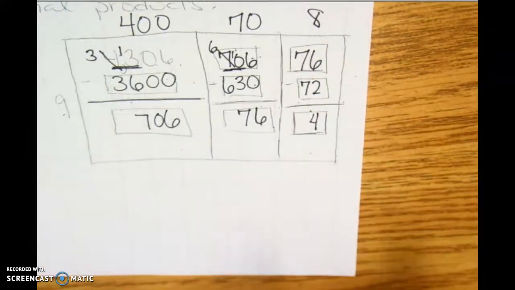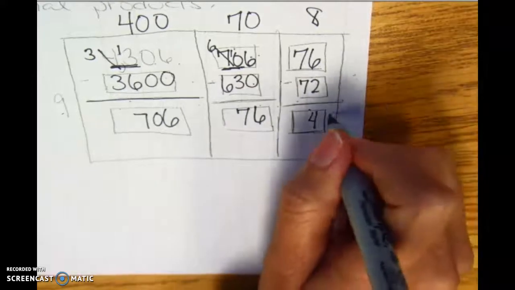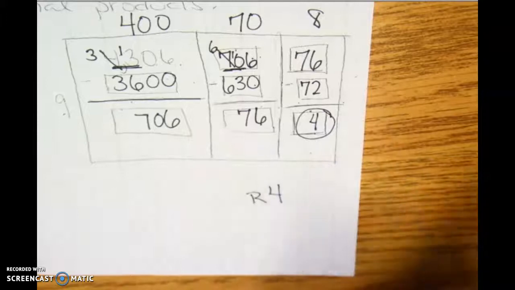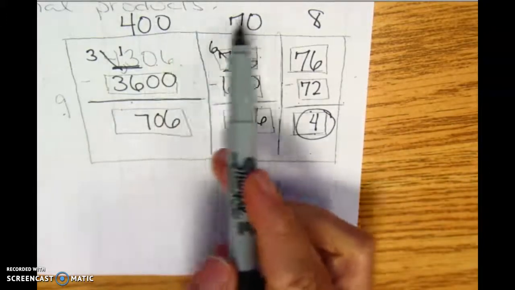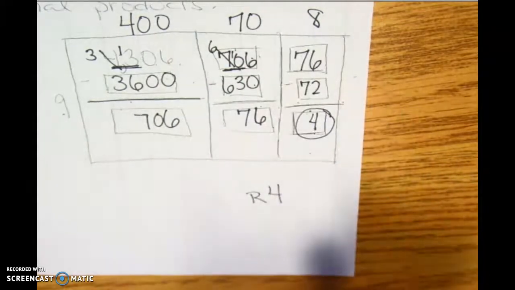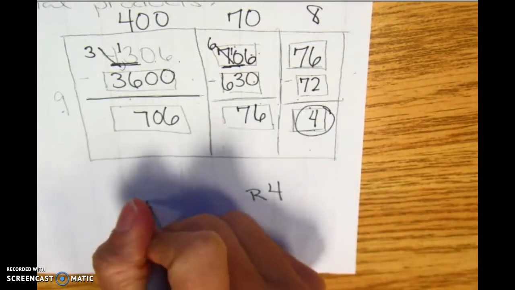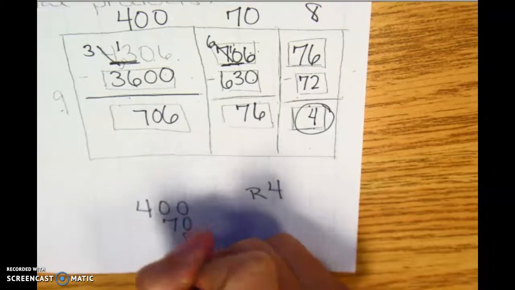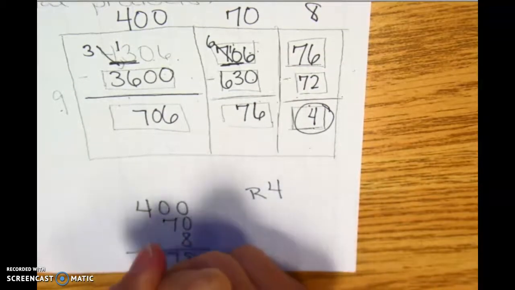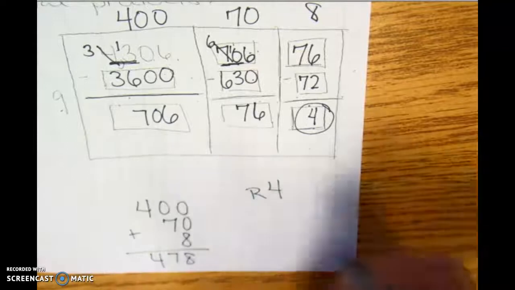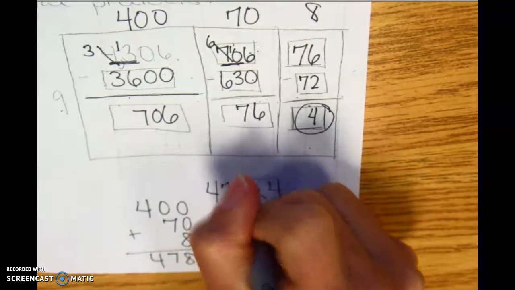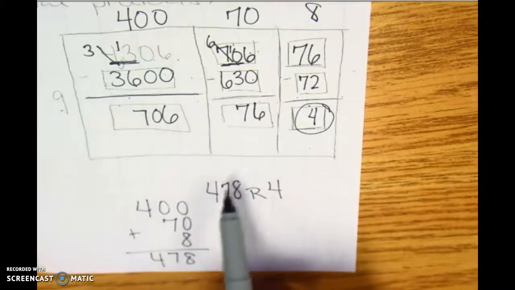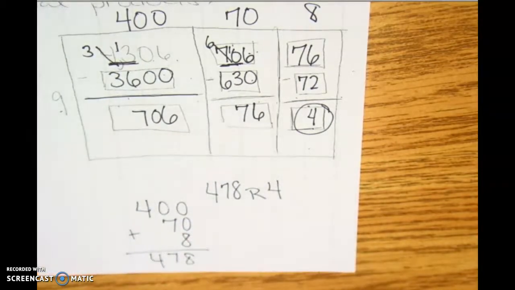Is 4 smaller than 9? Yes, it is. So I'm going to circle it. And that is going to become my remainder. And then all I have to do is add up my partial quotients up here. So we have 478. So 4,306 divided by 9 is 478, remainder 4.